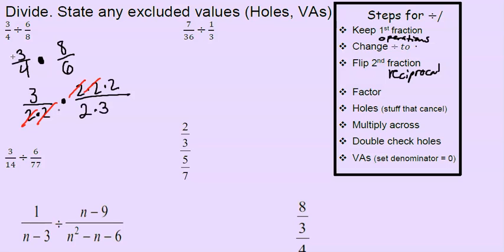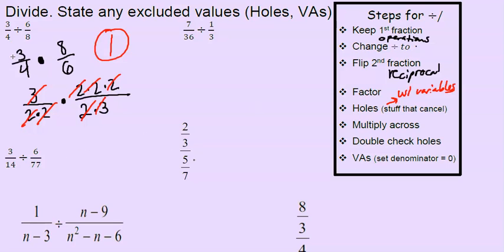Next, we're going to cancel out our like factors in the numerator and the denominator. It looks like everything cancels in this case, but there are no wholes because there's no variables. So if everything cancels out with a multiplication or division problem, the answer would be 1.